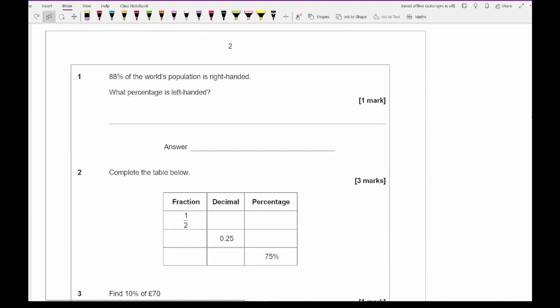So looking at question 1, it says 88% of the world's population is right-handed. What percentage is left-handed? So again, for 1 mark, it's just going to be 100% minus 88%, which is 12%.